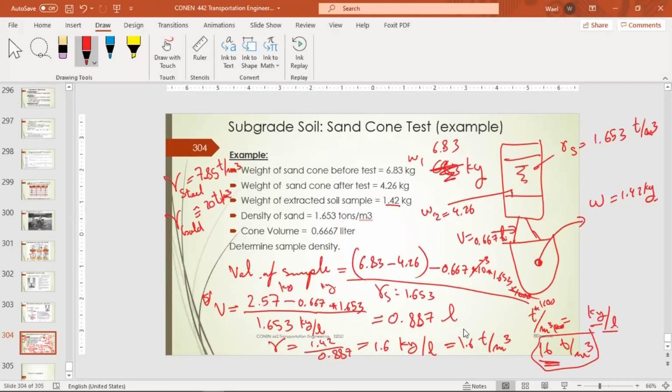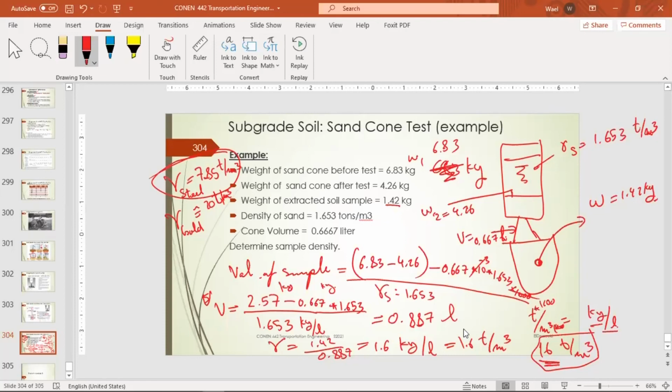Because soil is made of silica and sometimes iron and some other raw materials, but pure steel is 7.85. So the soil can never be some value like this. Okay?